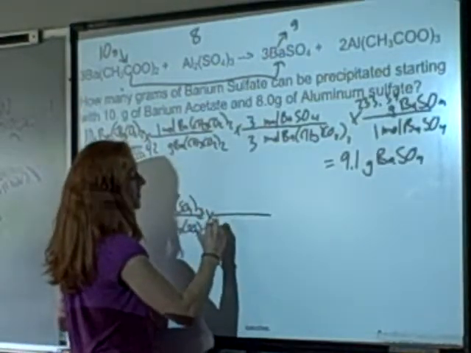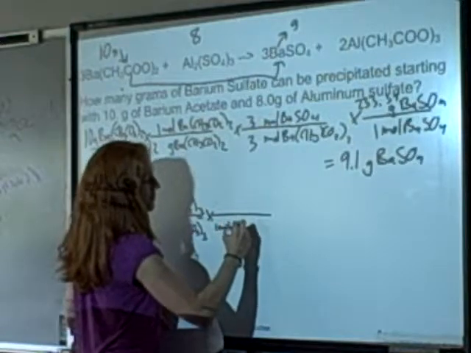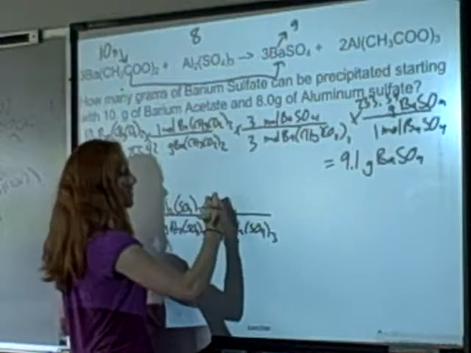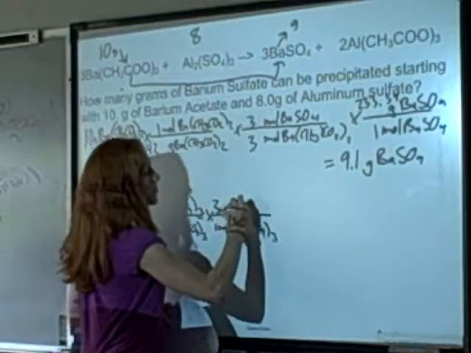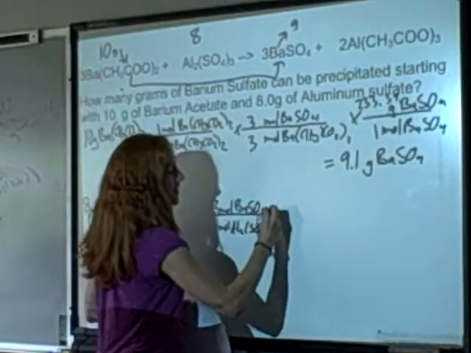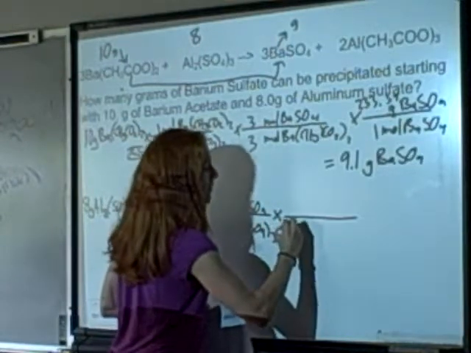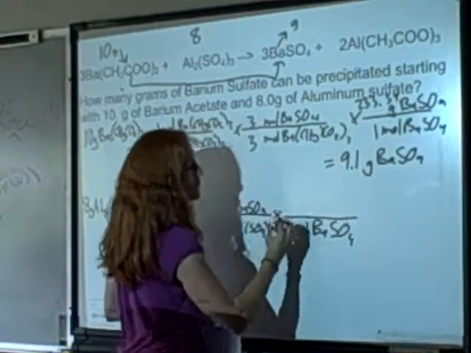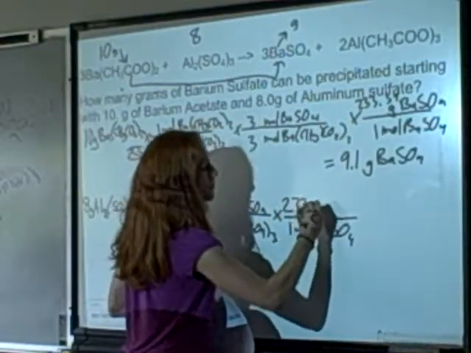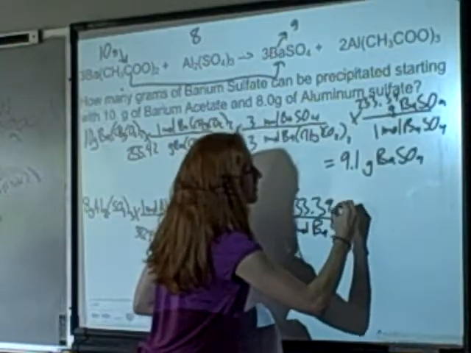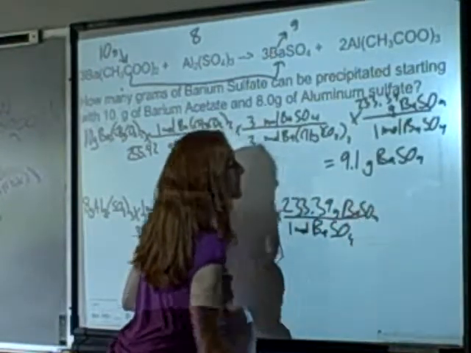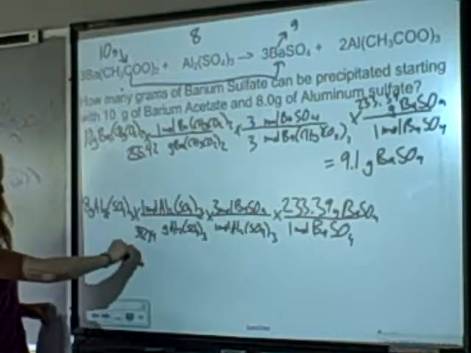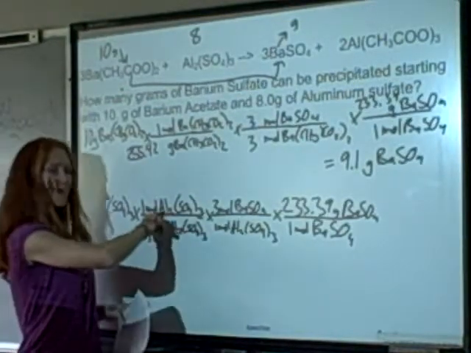The balanced equation tells me that 1 mole of aluminum sulfate reacts to form 3 moles of barium sulfate. And the molar mass will tell me that 1 mole of barium sulfate has a molar mass of 233.39 grams. All right, so I will type that in, and I'll say 8 grams divided by 342.14 grams tells me the moles of aluminum sulfate.